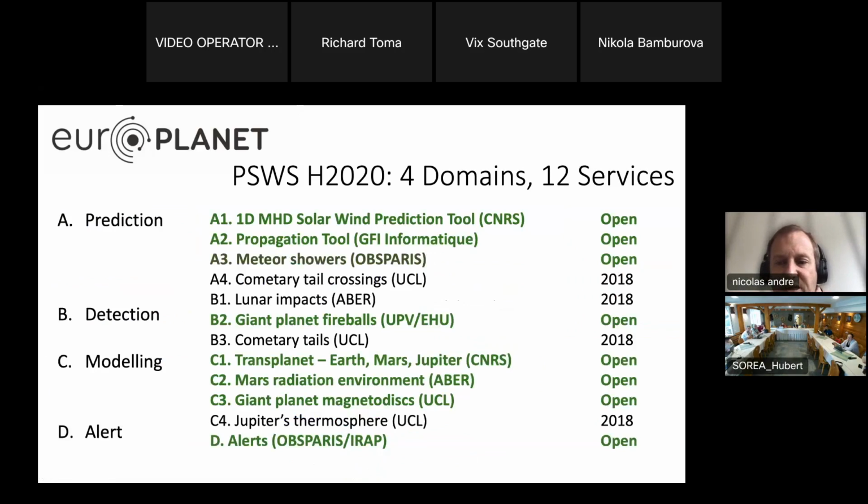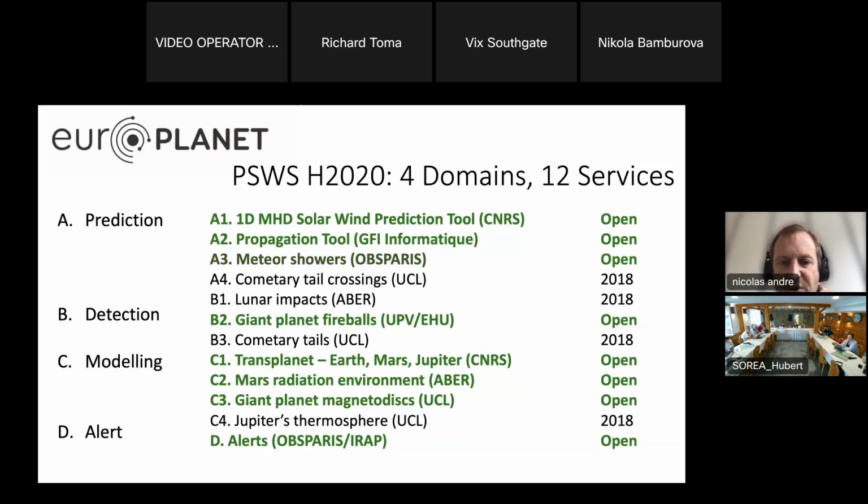Most of them were finished in 2019, at the end of the first Europlanet Research Infrastructure Program. Most of them are still open now and can be used. Some of them have not been fully made sustainable, in particular those led by some partners in the UK, and we are working on that in order to help, so that we still maintain these 12 services and make them accessible and usable to you.